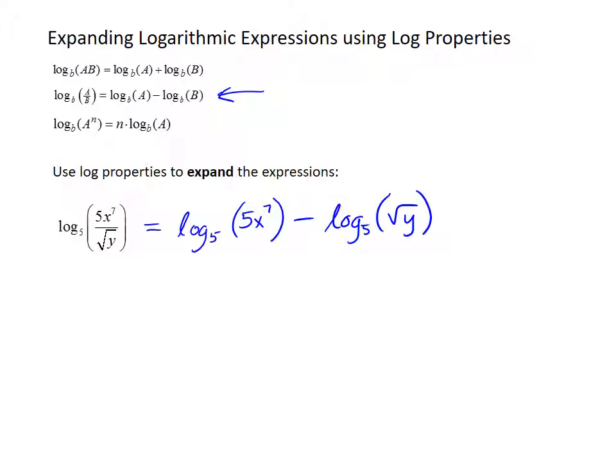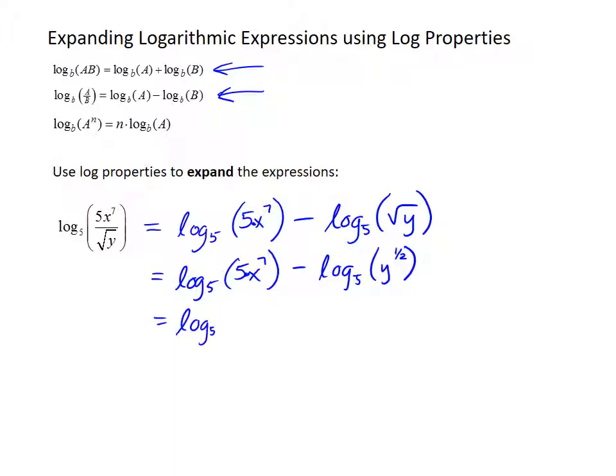Next, we've got a product here, and we've got a power, and then technically the square root of y is a power as well, because a little reminder here, a square root is a 1/2 power. So this is y to the 1/2. So let's keep going on this. There's a product to take care of, and the product can be broken up with this sum rule. Log base 5 of 5 plus log base 5 of x to the 7th minus log base 5 of y to the 1/2.